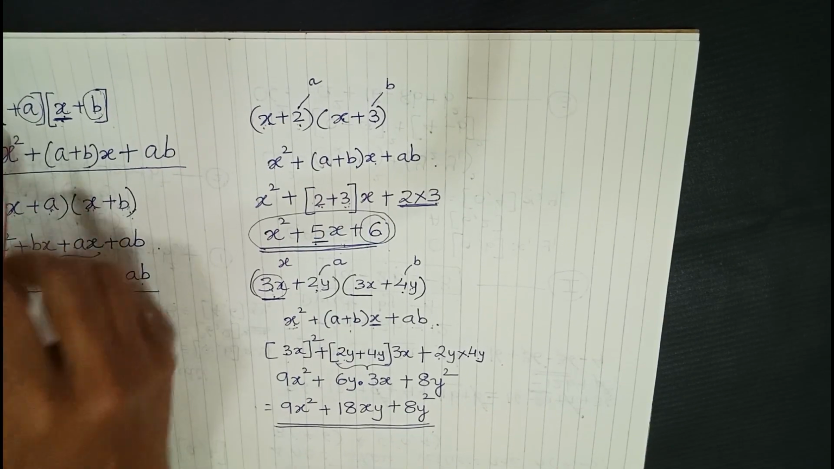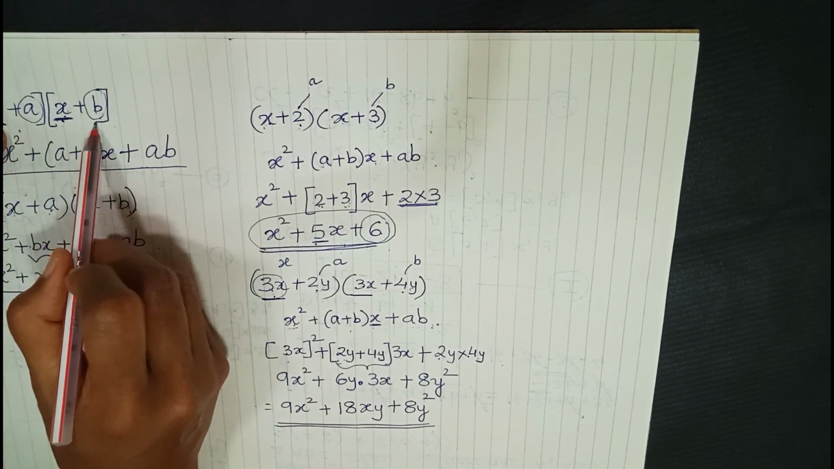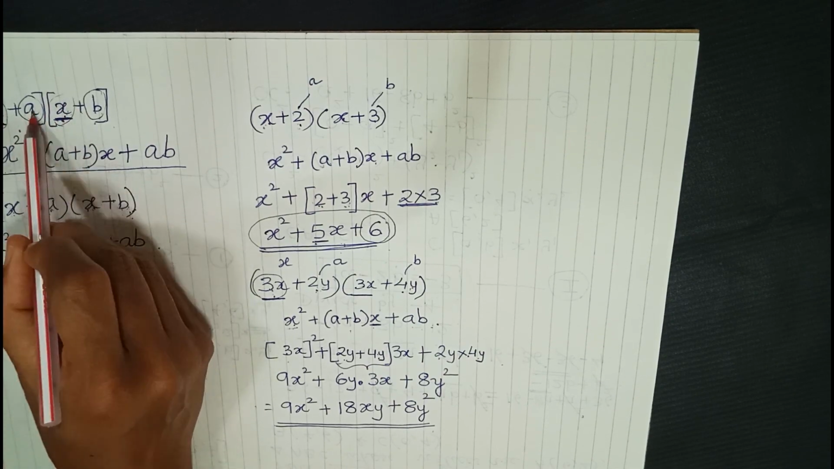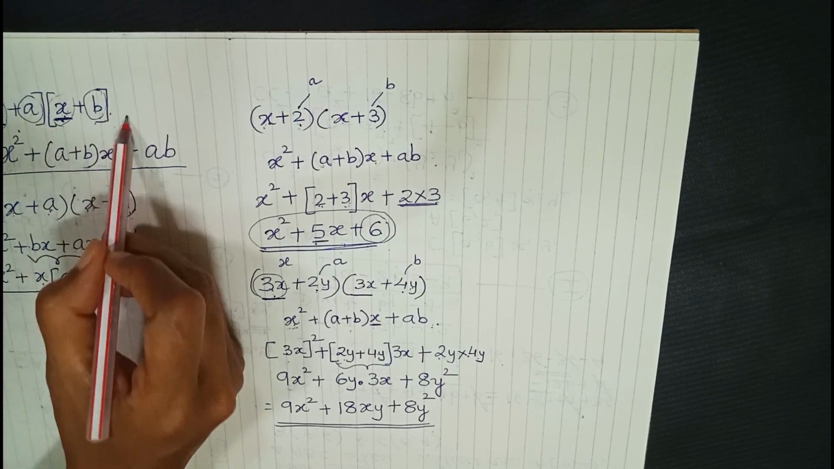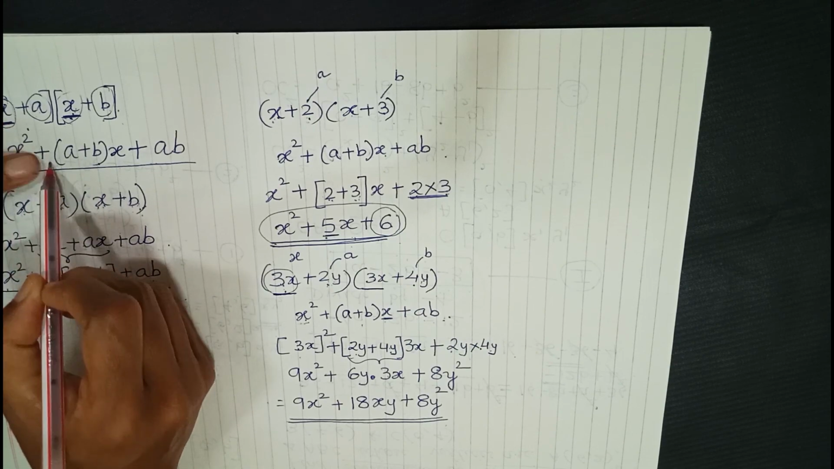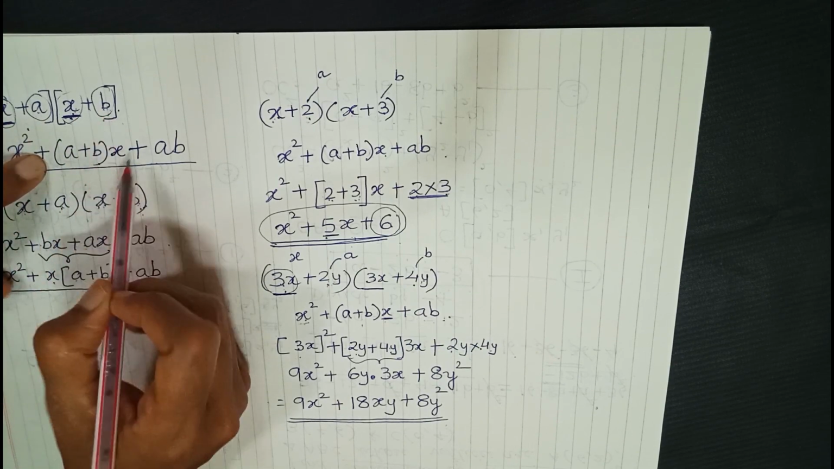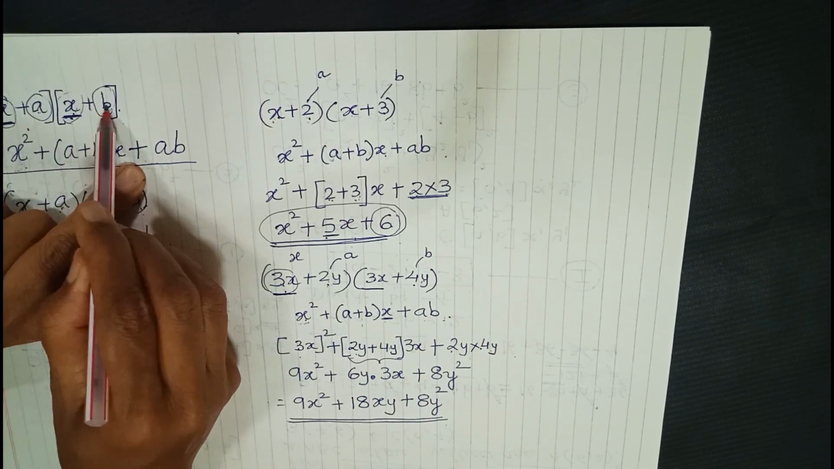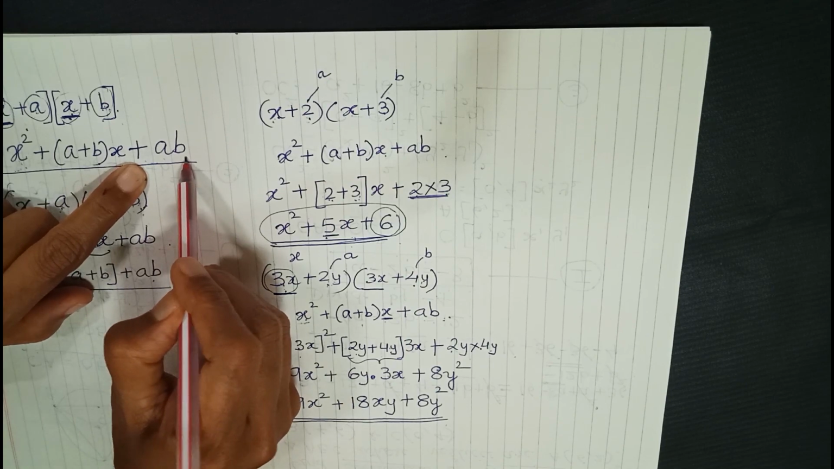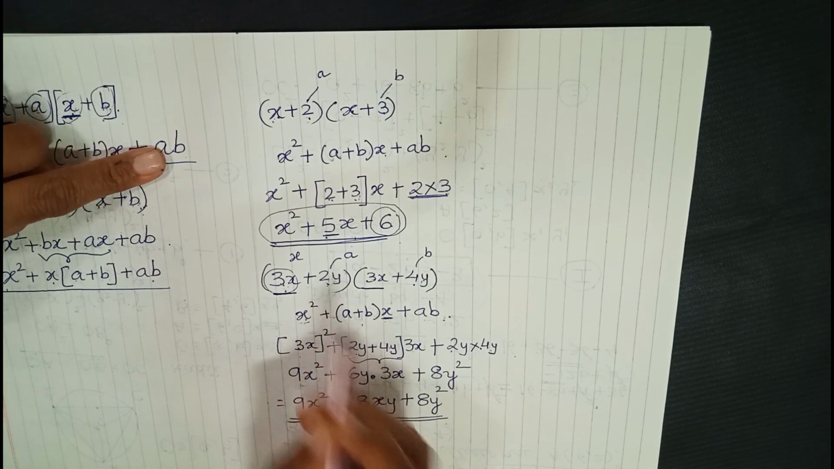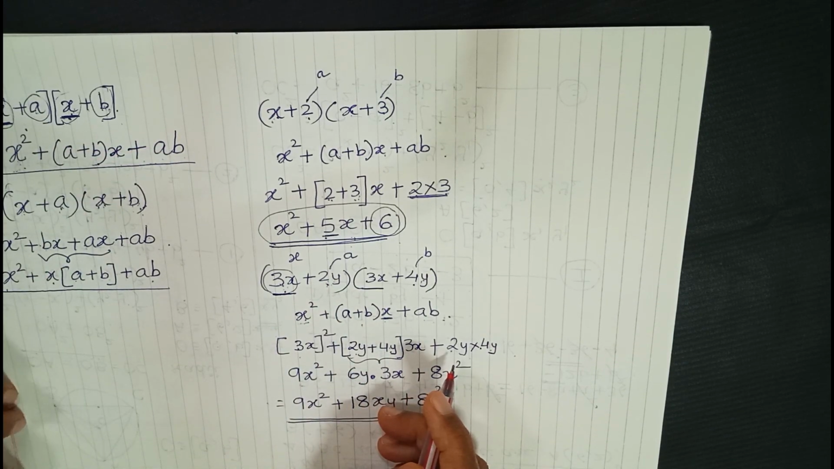So this was the identity that we have learned this year. What was it? That is, if there are two brackets like (x plus a) and (x plus b), where the first number is same, it should be absolutely same. These two numbers can be different. That is, a and b can be different. And then what is the formula? First number square plus (a plus b) multiplied by the first number x, plus multiplication of the second numbers, that is a into b. So whatever question is given, you just have to substitute the values in this formula, multiply and open the brackets and solve.